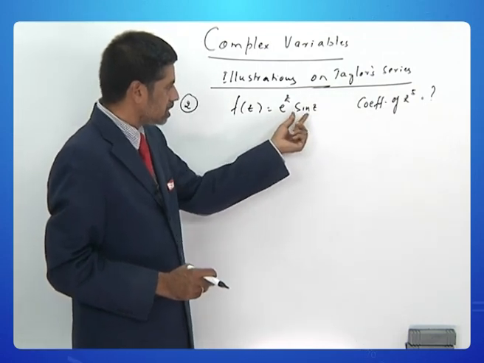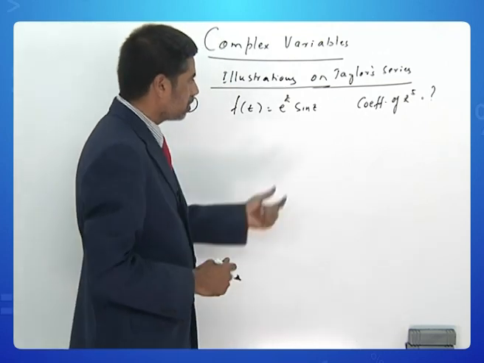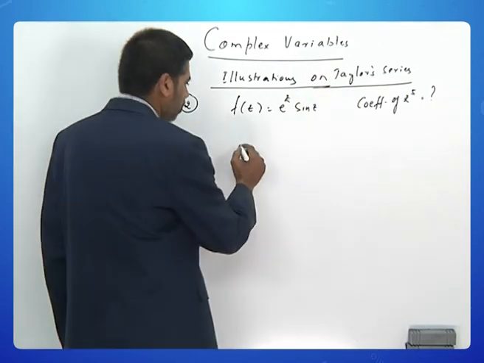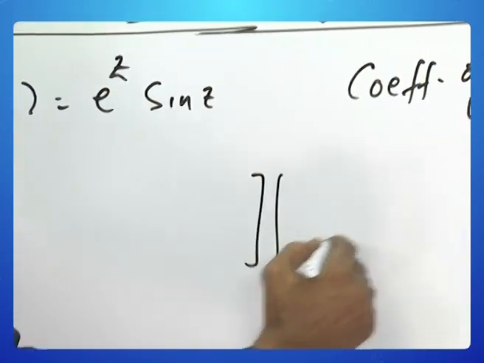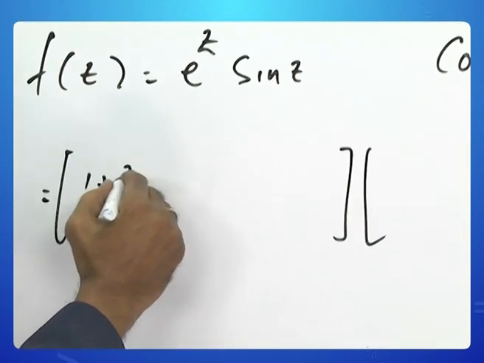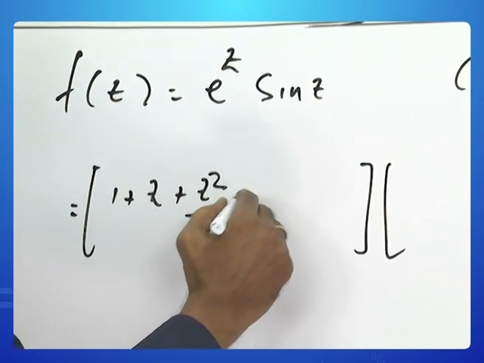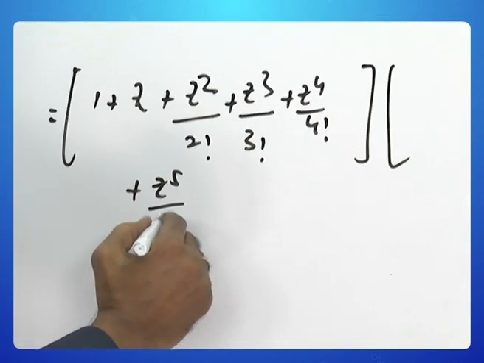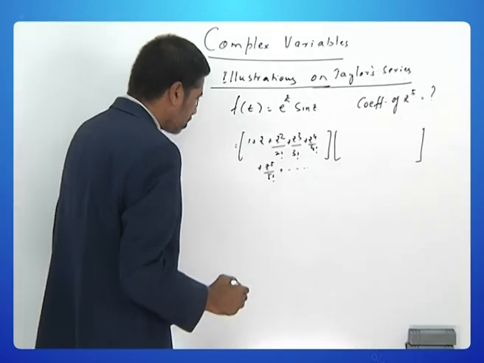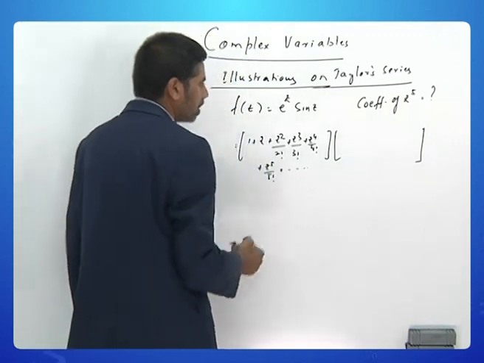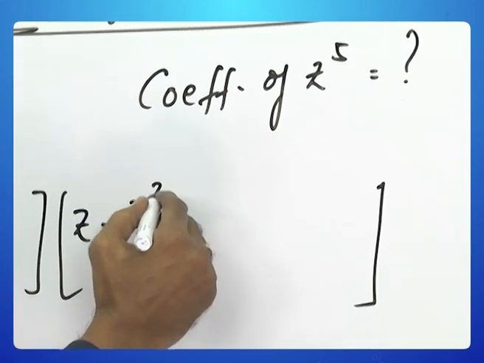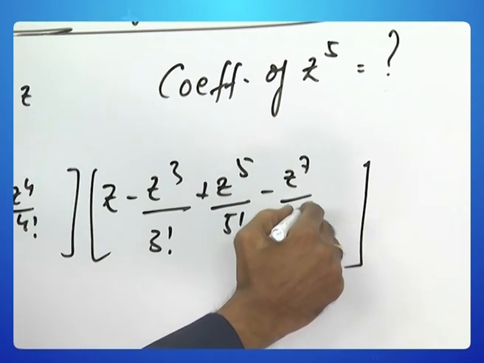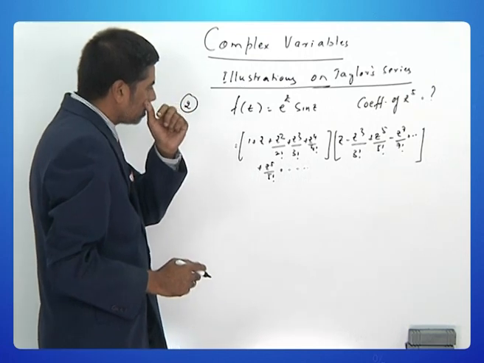But you can also see that e power z and sin z have standard Maclaurin expansions. I am using the word Maclaurin expansions because we are looking for z to the power of 5. That means the center of expansion is 0. So, we can write this as one plus z by 1 factorial plus z square by 2 factorial plus z cube by 3 factorial plus z power 4 by 4 factorial plus z power 5 by 5 factorial and so on. I have written till this point because we need the coefficient of z to the power of 5. And coming to sin z, the standard Maclaurin expansion is z minus z cube by 3 factorial plus z power 5 by 5 factorial minus z power 7 by 7 factorial and so on.